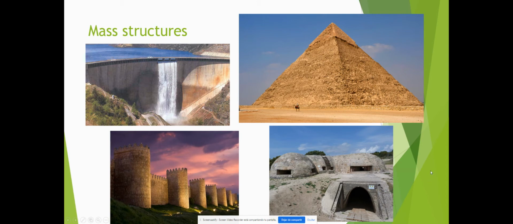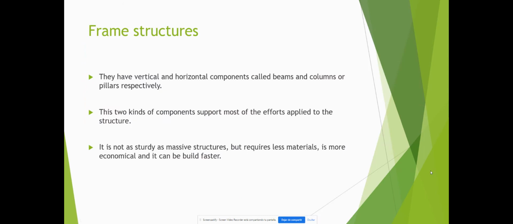So let's go with the next type, frame structures. The frame structure has vertical and horizontal components called columns or pillars and beams, respectively. These two kinds of components support most of the efforts applied to the structure. It is not as sturdy as massive structures, but it requires less material, is more economical, and can be built faster. Most of the buildings in cities nowadays are frame structures.